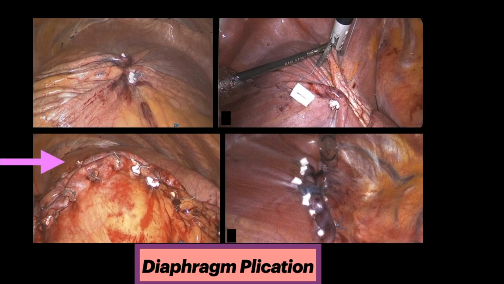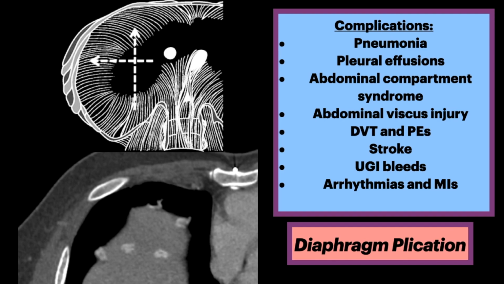Then, several interrupted stitches are usually needed to complete the line of a circumferential repair. The last image shows the radial repair. Reported complications include pneumonia, pleural effusions, abdominal compartment syndrome, abdominal visceral injury, DVTs and PEs, stroke, upper GI bleeds, arrhythmia, and myocardial infarctions.